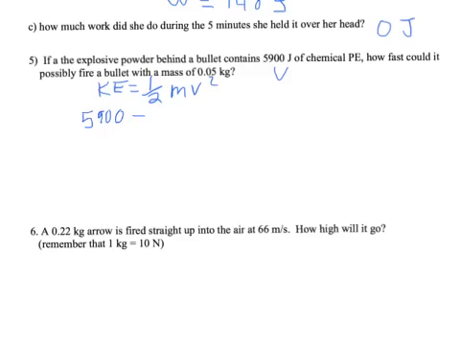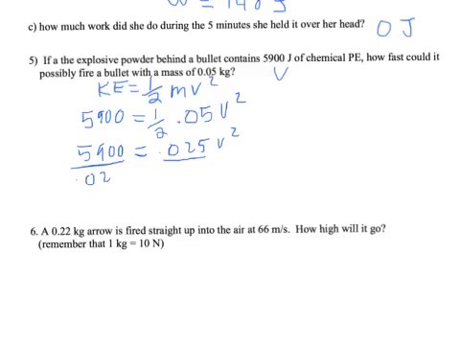5,900, I'll leave off the joules for right now, equals 1/2 of the mass, and the mass is a mere 0.05, times v squared. Now I'm going to take half of 0.05, that's 0.025 times v squared equals 5900. Now I have to undo what's being done to v. It's being multiplied by 0.025, so I'm going to divide both sides by 0.025, and that means this went away.